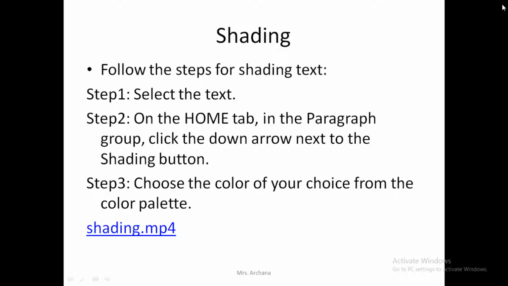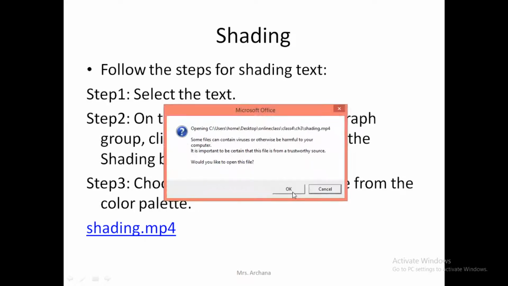Shading. Okay, shading also we generally use to highlight things. Okay, so how to do it? So follow the steps. Step 1 is select the text. Step 2 is on the Home tab in the Paragraph group, click the down arrow next to the Shading button. Step 3, choose the color of your choice from the color palette. Shading, how to do it?